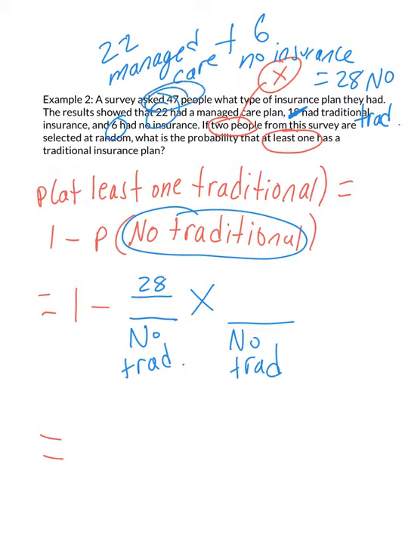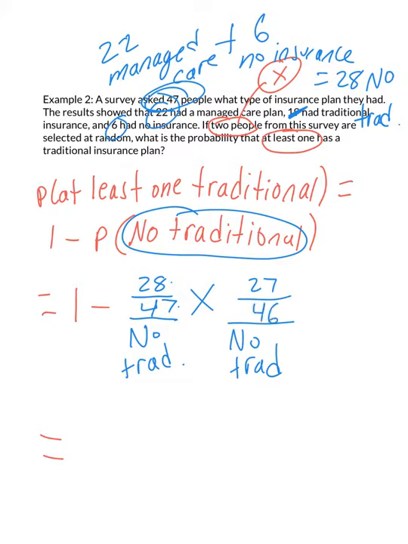There were 47 people to begin. We always count down with these fractions because even if the question does not specify, these at least one problems will be without replacement. Without replacement means the denominator goes down. So we scoop up one of the 28. We're down to 27 that do not have traditional insurance. The 47 total is down to 46.